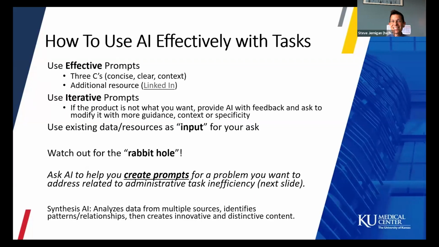So how do we use AI effectively with tasks? We need to use effective prompts. There's a LinkedIn resource there on using effective prompts. I know you all probably have a lot of sources of information for that, but use iterative prompts. The iterative piece is super important; it is one of the benefits of AI versus just using Google, so definitely use that to your advantage. Using existing data as input for your asks, like I showed some examples of, is super helpful.